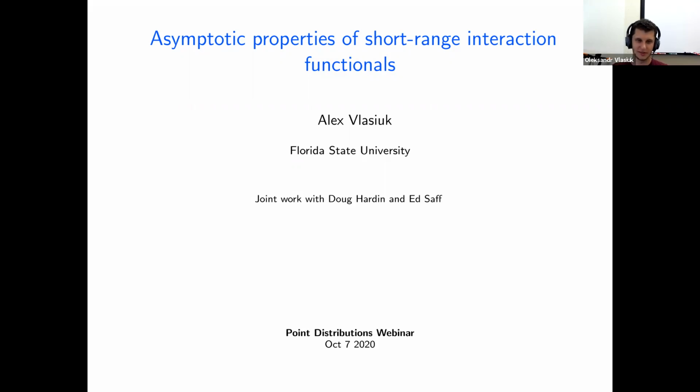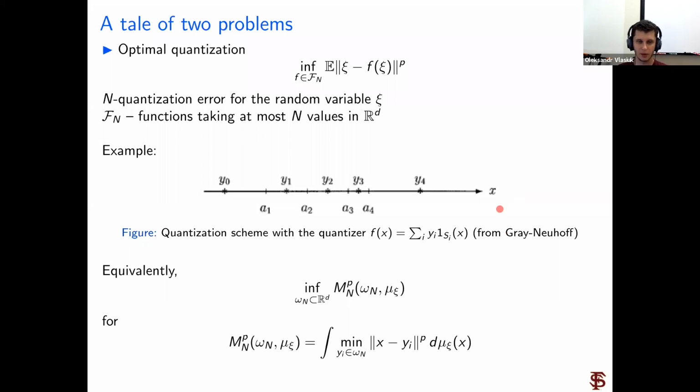What I will present is joint work with Doug Hardin and Ed Saff, and we'll be putting a preprint on arXiv about this project soon. So I want to start with a tale of two problems. In true Dickensian fashion, I'll have to start from afar. It's good that Stefan's talks preceded this one, because Stefan also talked about what is effectively optimal quantization, and so that's the problem I want to discuss first.